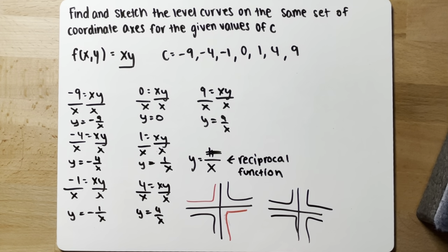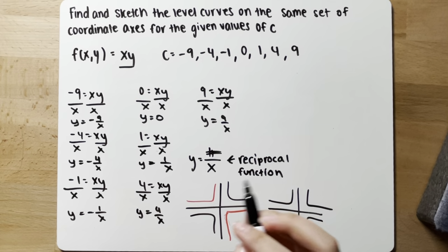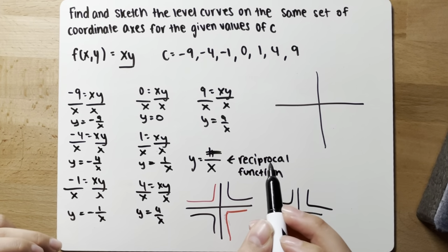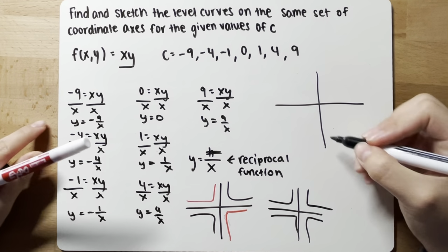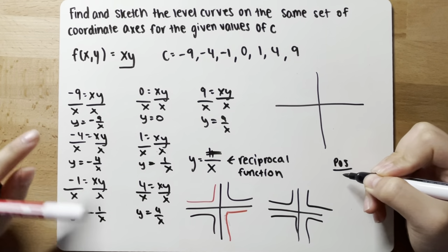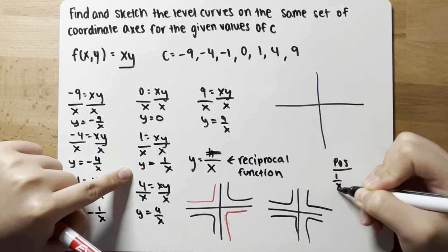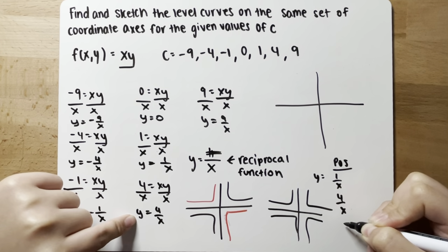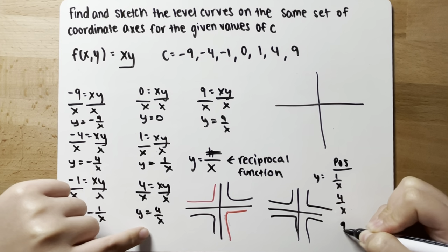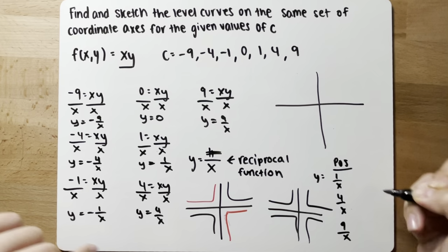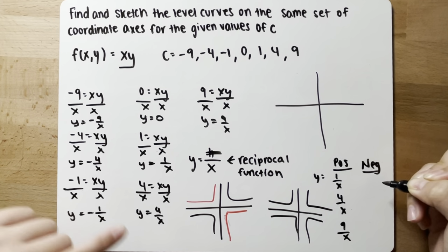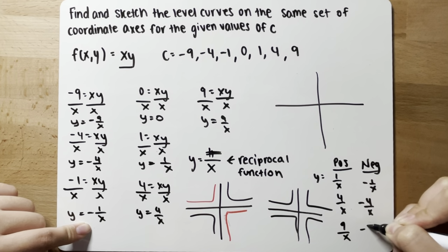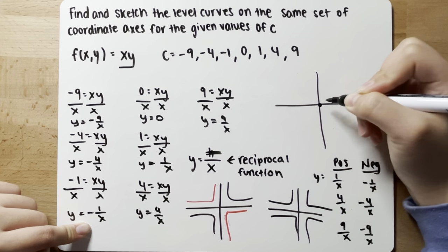However, you have different values for positive reciprocal and different values for negative reciprocal. So for positive, you have 1 over x, 4 over x, and 9 over x here. For negative, you have -1 over x, -4 over x, and -9 over x. And then you have 0. 0 is just the origin.